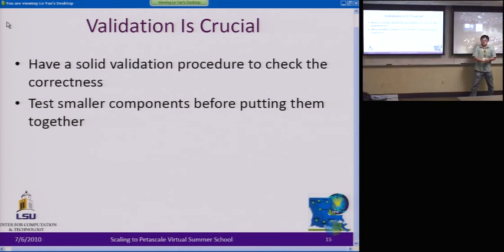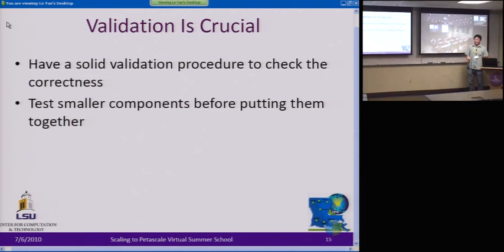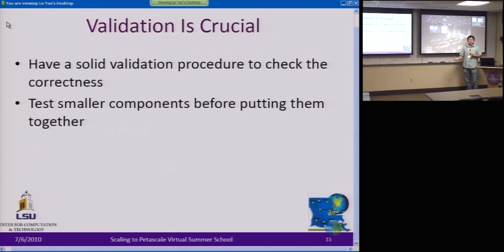Because it's very, very bad to have a large application running with thousands of cores giving you nonsense, right? And even worse, you probably don't know. So it's very crucial. This is not part of a debugger, as no debugger can tell you the correctness of your program. This is something that you as a programmer need to do.